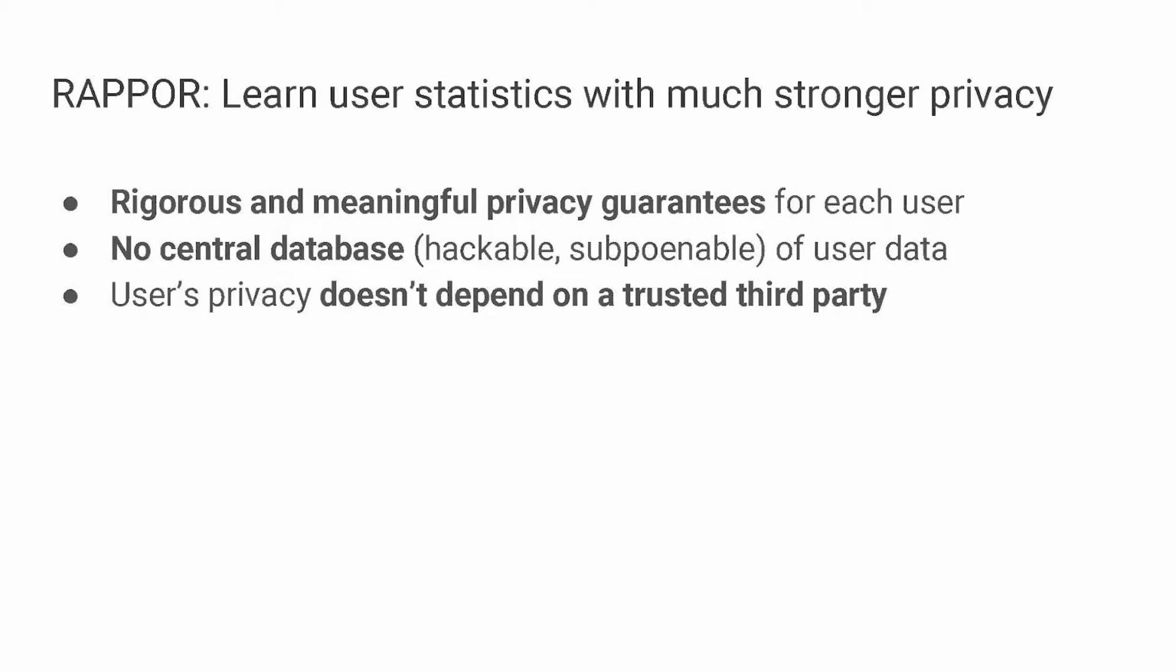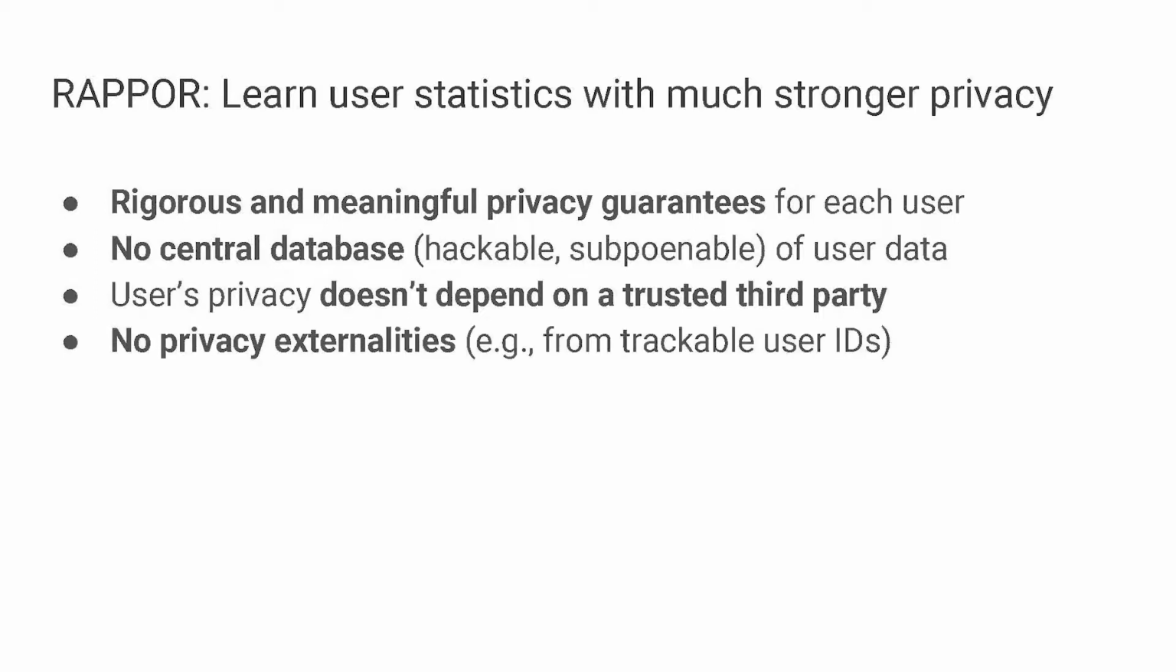And an interesting use case which I'll talk about is we also have to design this in such a way that by deploying this scheme, we don't actually introduce additional privacy externalities. So there are many ways where we might want to track users with unique IDs to make sure that they're not giving too much data. But in the process of doing that, you end up actually breaking the user's privacy, because you end up tracking them. So we need to be very careful about these things.